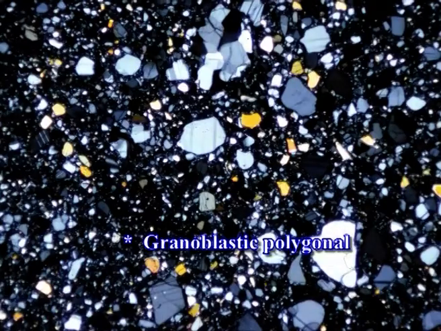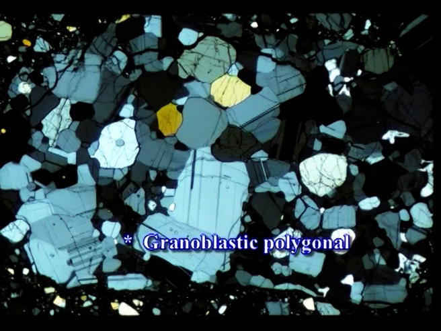Number 1, granoblastic polygonal, where the equidimensional grains may have well developed crystal faces resulting in straight grain boundaries and where triple junctions are common. Number 2, granoblastic interlobate, where the grain boundaries are somewhat irregular. Number 3, granoblastic amoeboid, where all the grains have irregular outlines and all the minerals are anhedral.